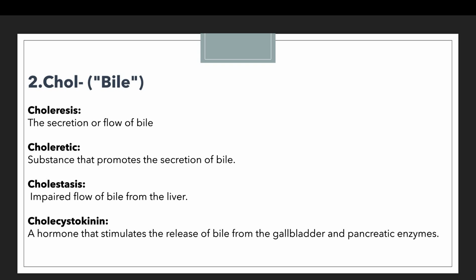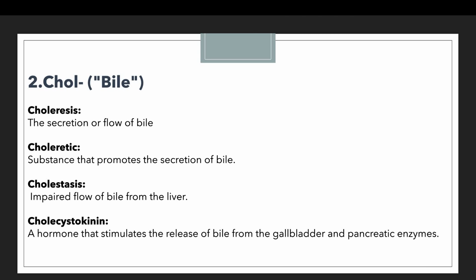Now look at the last example for this prefix, which is cholecytokinin. Cholecytokinin. Now what is this? It's a hormone that stimulates the release of bile from the gallbladder and the pancreatic enzymes. So whenever there is a stimulation of hormone that releases the bile from the gallbladder and pancreatic enzymes, then we will use the terminology cholecytokinin.